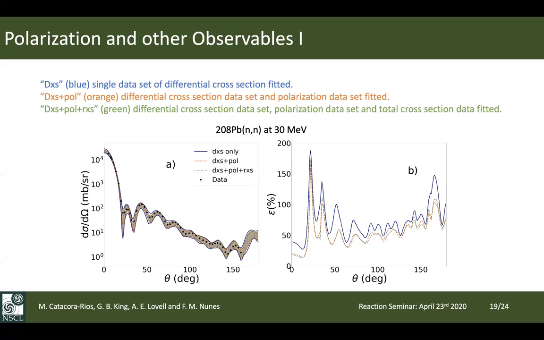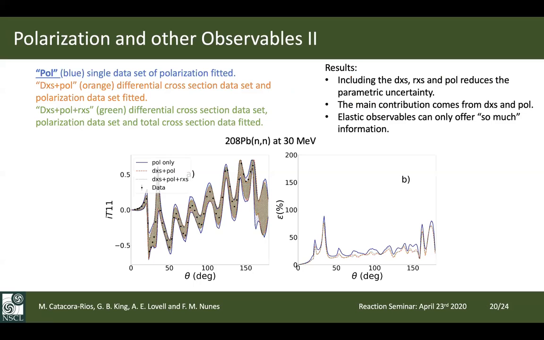So just as we saw previously with the total reaction cross-section, we can also do our Bayesian calculations to reduce the uncertainty in depolarization and look at the depolarization observable. Here I have the 95% confidence bands for the polarization. But notice now that blue is no longer a single differential data set, but a polarization data set.